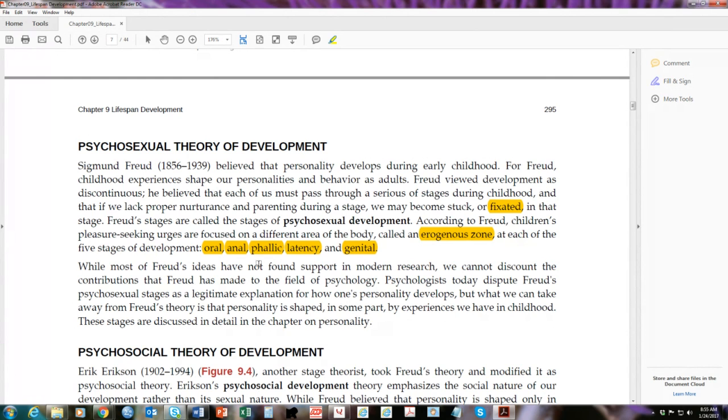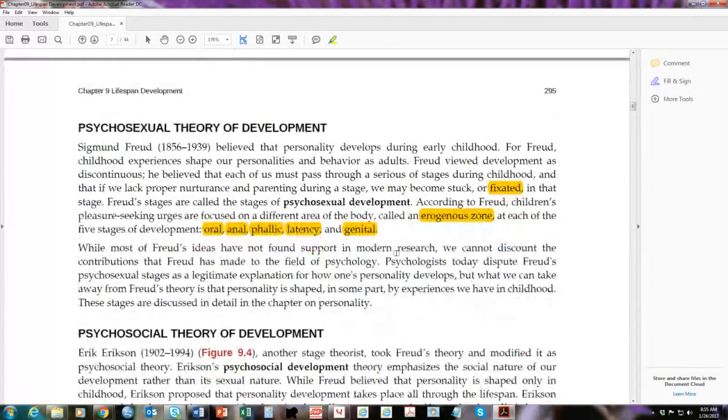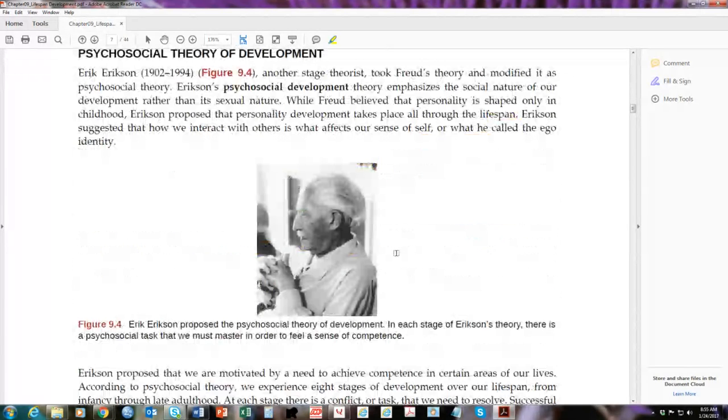So that's just a little bit on Freud. But the main takeaway right now is the idea that Freud's approach sets the stage for developmental theories that focus on development occurring in stages. Now, Erik Erikson, here he is, Erik Homburger Erikson. Actually, he defined himself, he named himself.